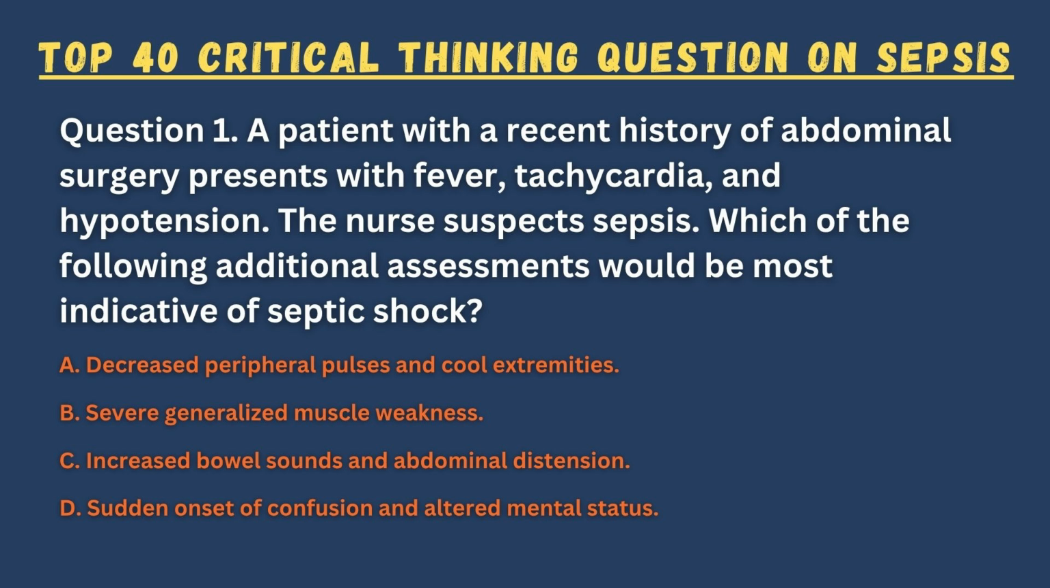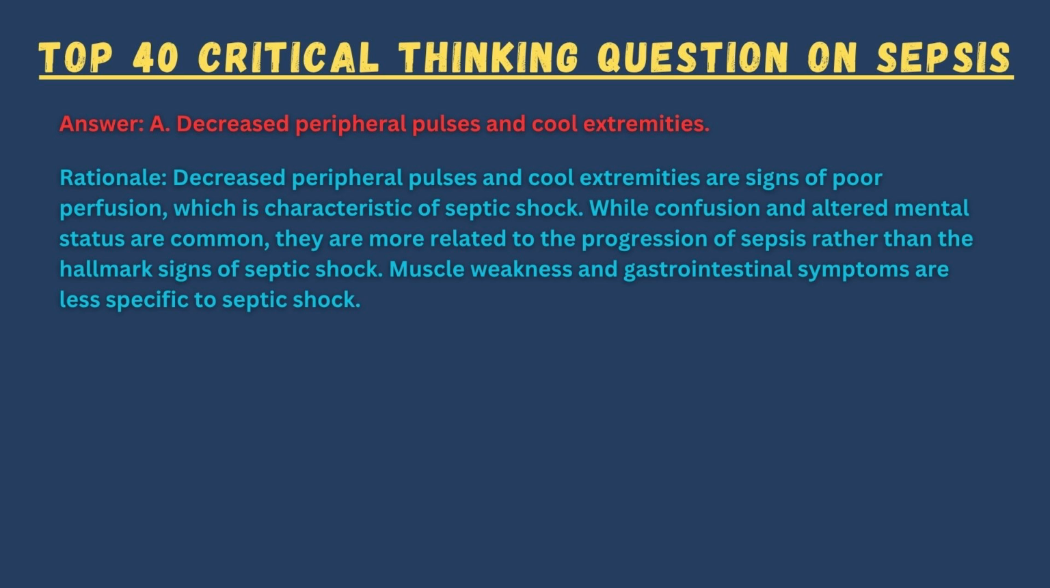A. Decreased peripheral pulses and cool extremities. B. Severe generalized muscle weakness. C. Increased bowel sounds and abdominal distension. D. Sudden onset of confusion and altered mental status. Answer. A. Decreased peripheral pulses and cool extremities.